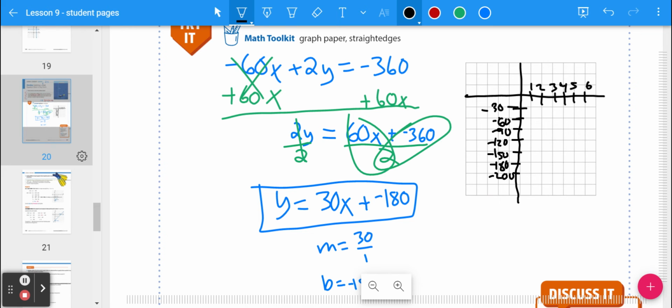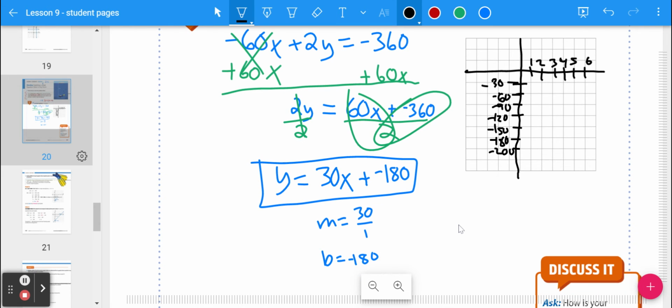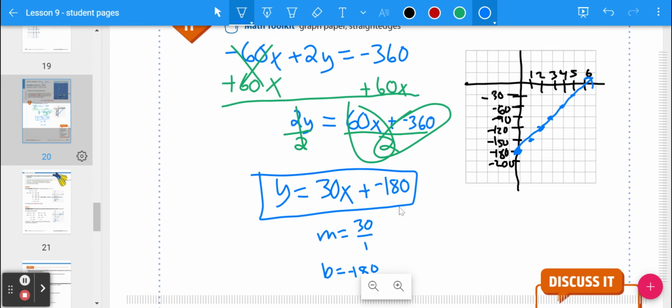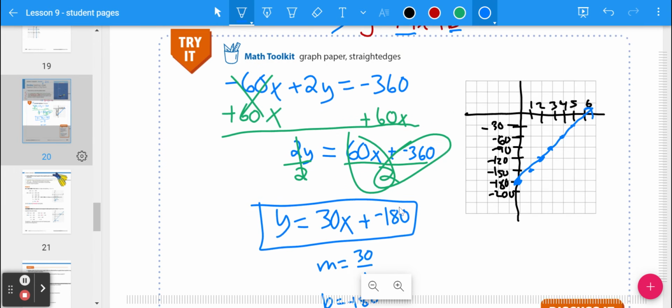So if I'm going to graph this, I'm going to start at my y-intercept. That's the negative 180. So way down here. And I'm going to use my rise over run, up 30 and over 1. So up 30 and over 1 would get me right here because I have it going up by 30. So it's nice and easy going up 30 and over 1 every single time. I can keep going to see once we get to sea level. It would take 6 minutes, it looks like. And that's the line that I get from that equation.